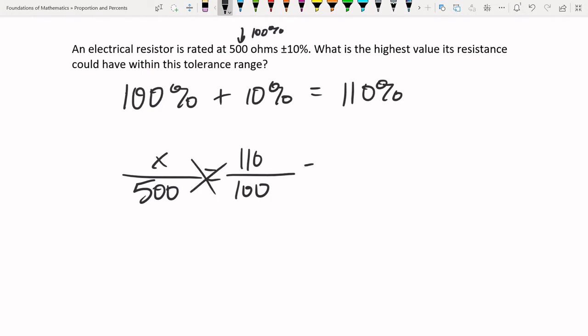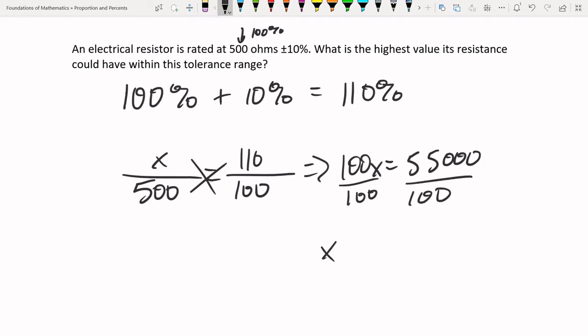And we want to cross multiply and divide. We get 100x equals 110 times 500. 55000 divided by 100, and we get x equal to 550 ohms, which is capital Omega. So that's the highest value in this resistance tolerance range. You can do the same calculation. The lowest will be 450 ohms.